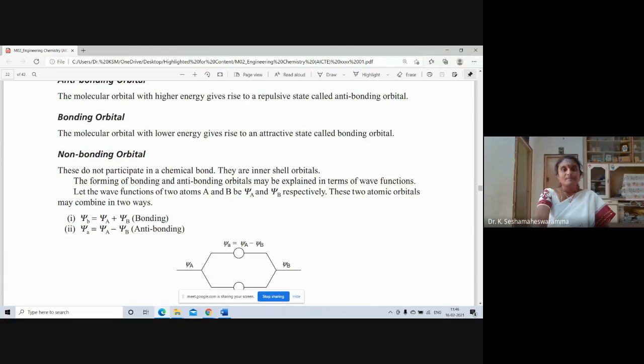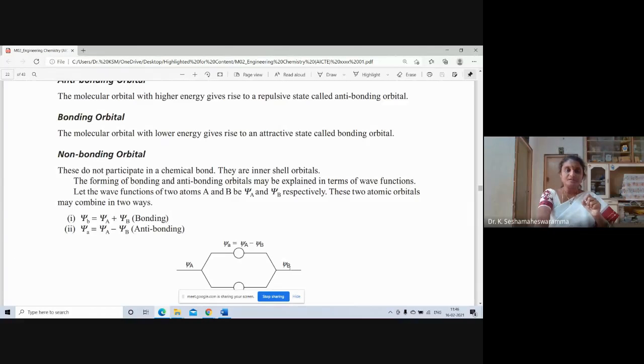The formation of bonding and anti-bonding orbitals may be explained in terms of wave functions. Psi indicates wave function. So here psi A represents the wave function of the atomic orbital of atom A, and psi B represents the wave function of atom B.